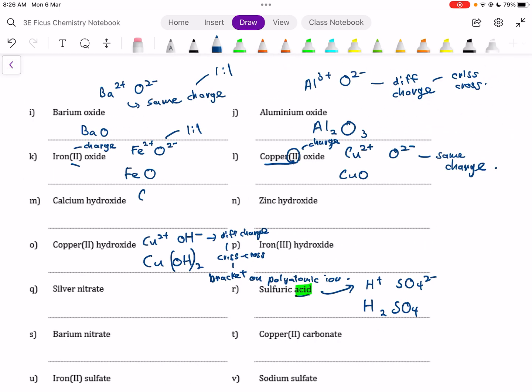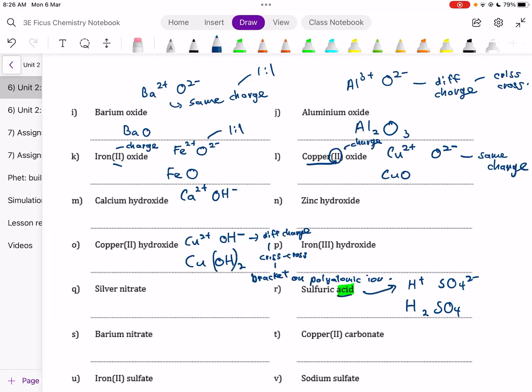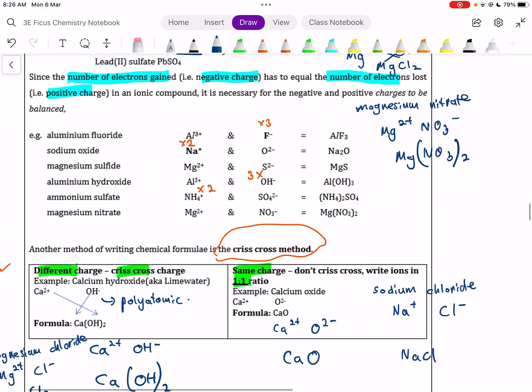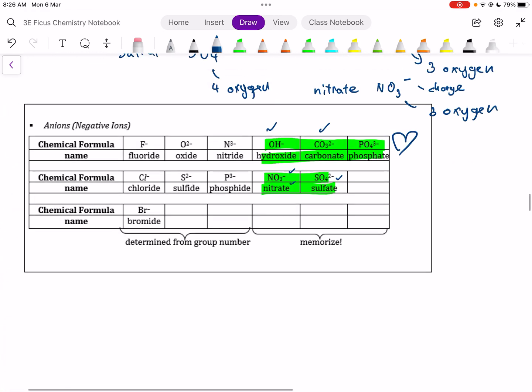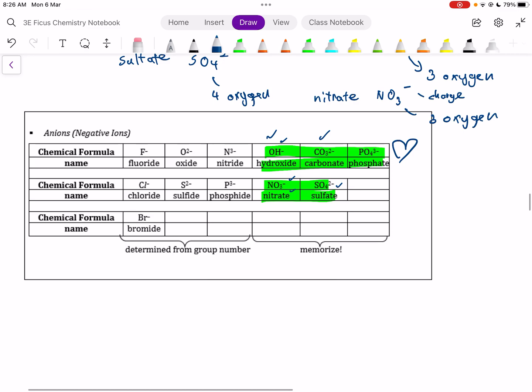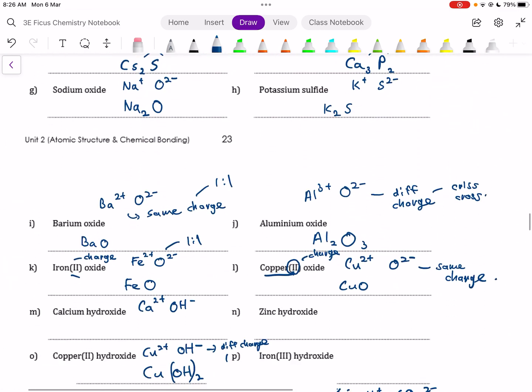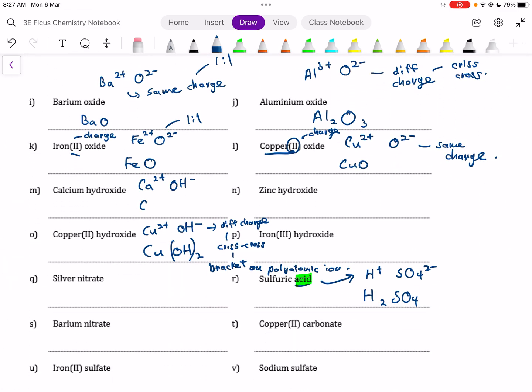Okay, so you have Ca2+, then you have hydroxide, which is OH-. Hydroxide is a polyatomic ion. You look up this one, correct. So I have calcium hydroxide, so CaOH2. But something is wrong. Different charge, so you crisscross, but there's one additional thing you do, which is to bracket up the polyatomic ion, like that.